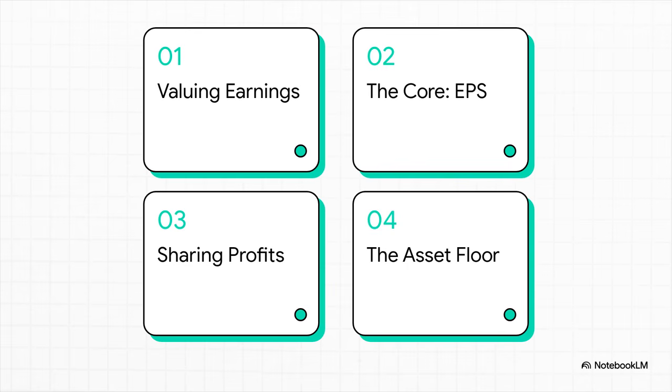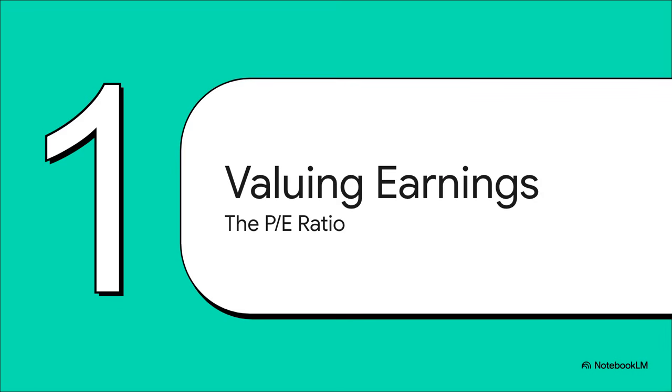So here is the toolkit we're building today. 1. Valuing earnings with a PE ratio. 2. The core, which is earnings per share. 3. Sharing profits using dividend ratios. And 4. The asset floor, otherwise known as book value. All right, let's jump into part 1. Valuing earnings, the PE ratio.